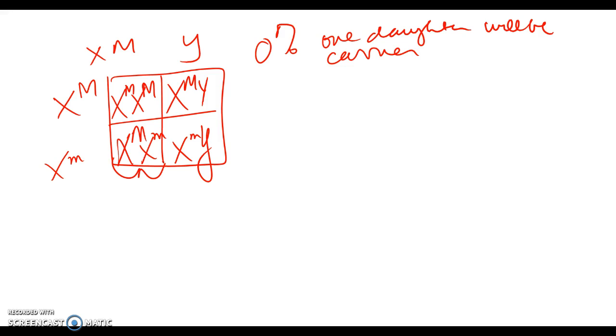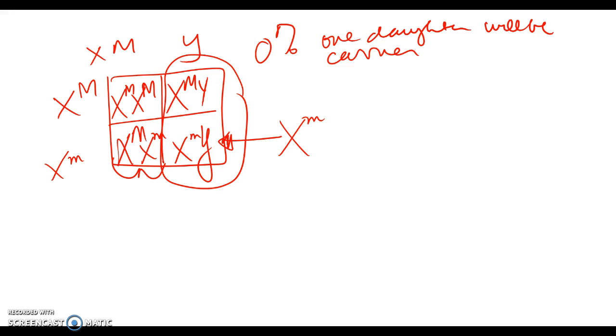What is the probability that the son of these parents will have muscular dystrophy? Well, when you look at the sons, this one right here will have muscular dystrophy because he has the X little m. He's got the recessive allele, and he does not have another X to mask that.